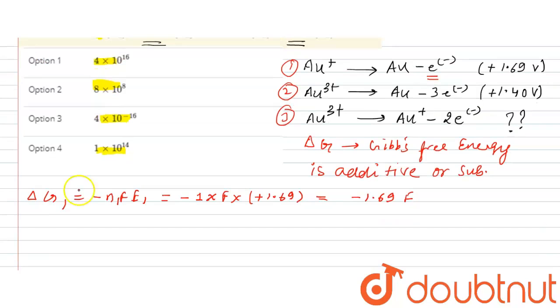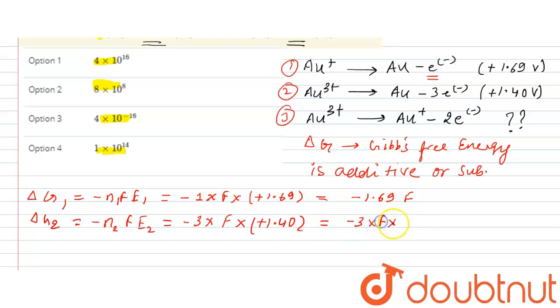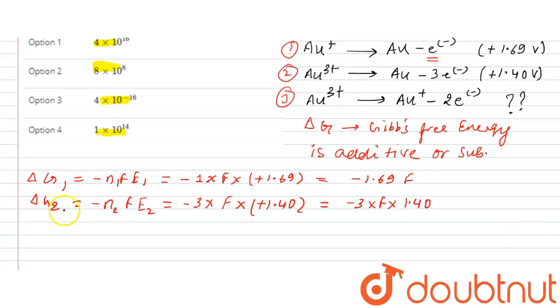This is delta G1. Now let's write down delta G2. This will be minus n2 F E2, right? In this case, what is the value of n2? You can see in the second equation, n2 is 3 electron change, into F into E2, which is +1.40. So from here you can write, it is minus 3 into F into 1.40, right? This is the value of delta G2.